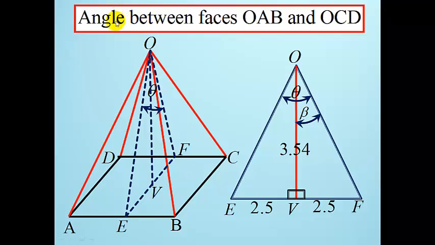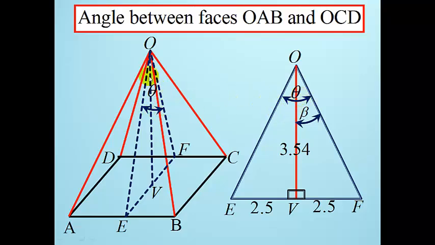Now let's look at the angle between faces OAB and OCD. The angle between faces OAB and OCD. Now, where are the faces? We have face OAB, and the line OE is representing that face. And we also have face OCD, and the line OE is also representing the face. So if you are finding the angle between these two faces, the angle is theta as shown.